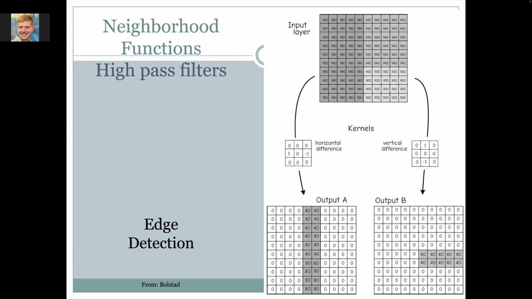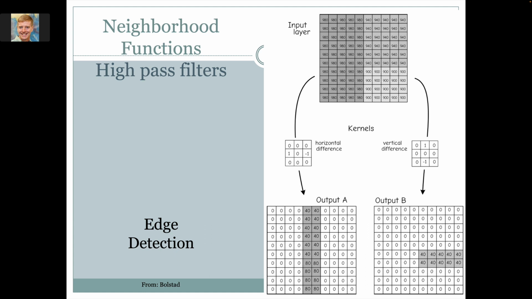Thinking of it the other way, sometimes we want to really enhance those differences or those bumps or those lines where things change. And we can also use a neighborhood function to do that, and we would call this a high-pass filter. And this type of high-pass filter shown here is specifically useful for edge detection. So if we look at the input layer on the top there, we can see by the shades of gray where the edges actually are.